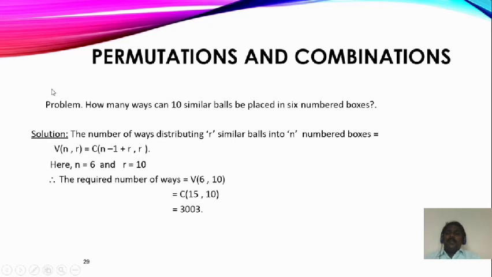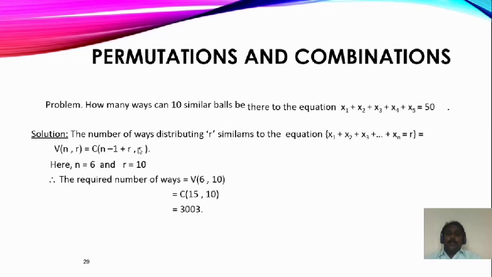So he has given another problem. How many ways can 10 similar balls be placed in 6 numbered boxes? For this I have the formula C(n minus 1 plus r, r). Here n is 6 and r is 10. So 6 minus 1 equals 5, and r is 10. So the required answer is 3003.